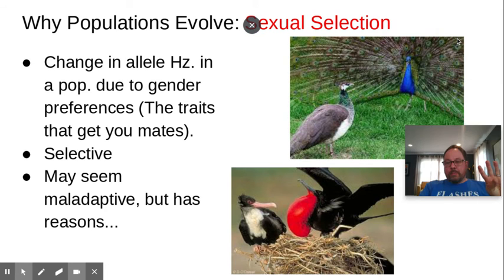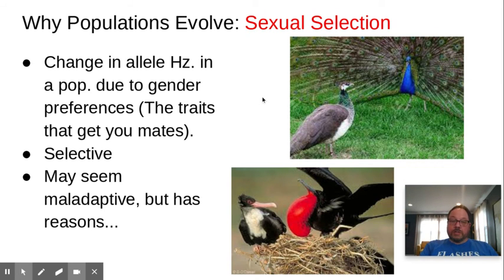Okay, a fourth way populations change is through sexual selection. Organisms usually select their mates, right? It's not a random event. Sometimes with external fertilization, fish can release eggs in the environment and sperm in the environment, stuff like that. But oftentimes, organisms choose their mates, and they'll choose their mates based on physical features, right? So it is definitely selective because organisms are choosing their mates, but it usually is for adaptive reasons.